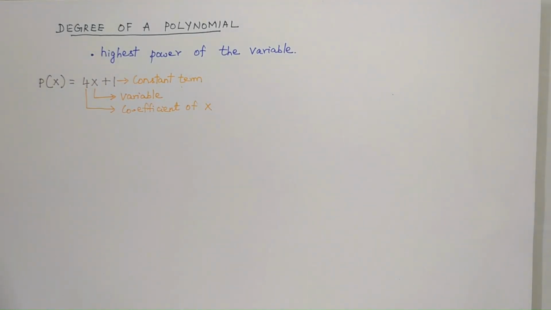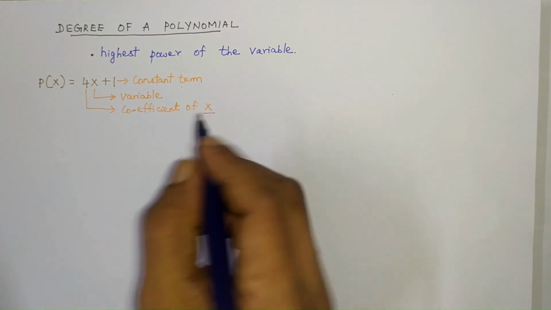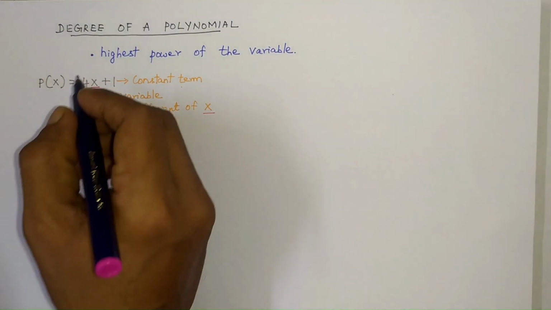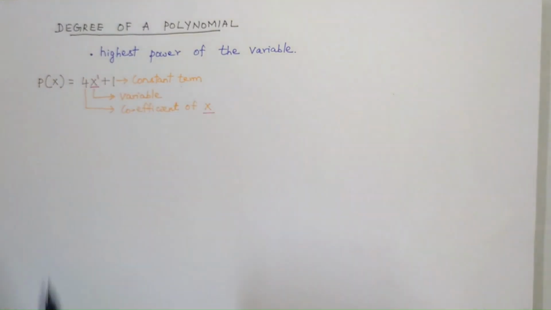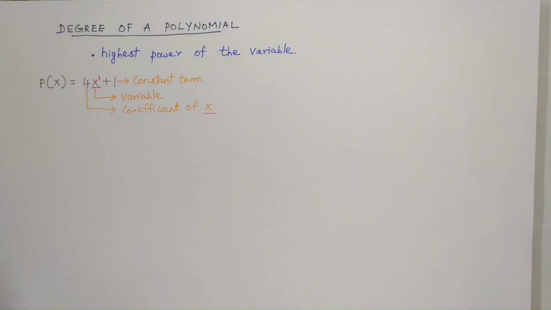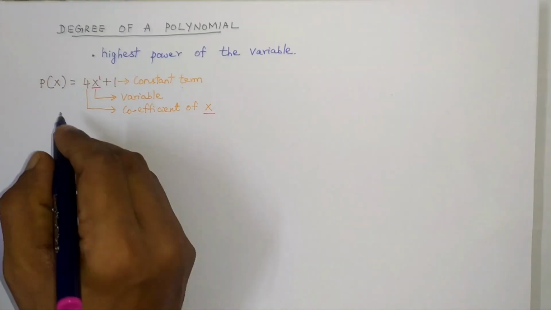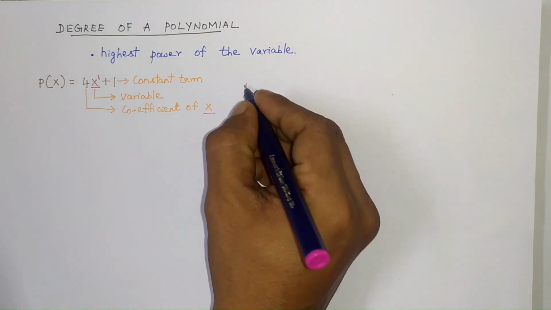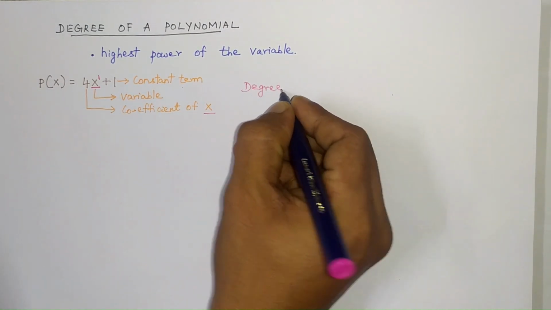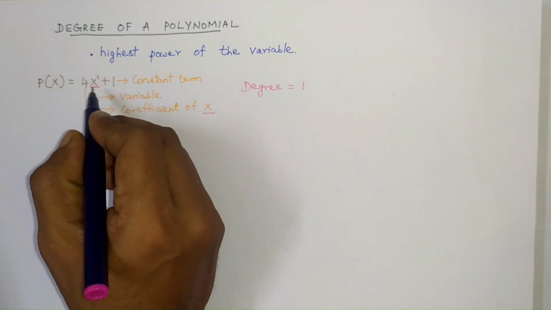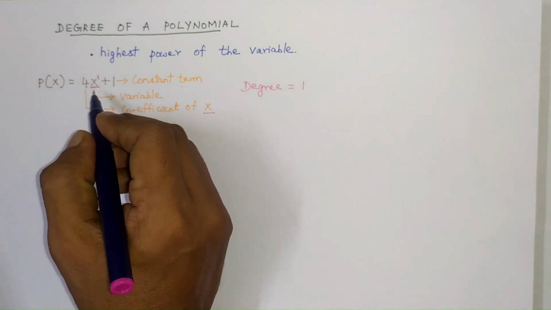Right. So now what is the power of the variable? Which is the variable? The variable is x. So where is the variable present? Here. So what is the power of the variable? The power of x is x power 1. So the highest power of the variable, so this polynomial p of x will have the degree equal to 1. So how do I get this 1? This 1 is nothing but the power of this variable x.